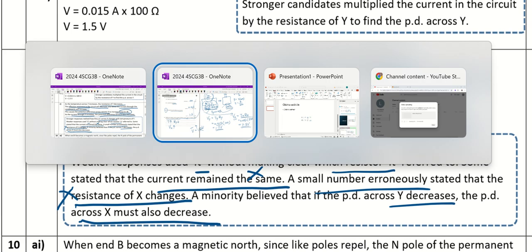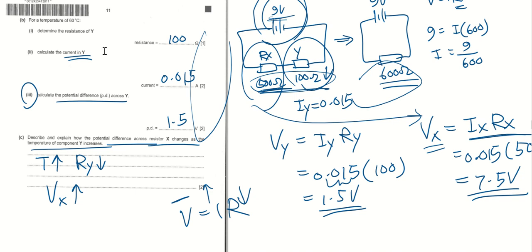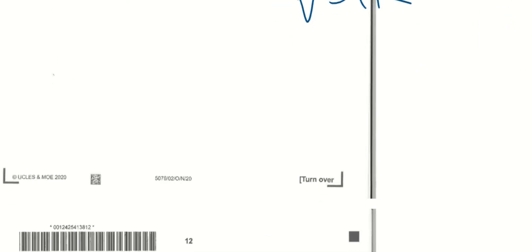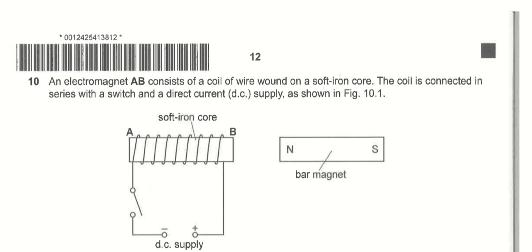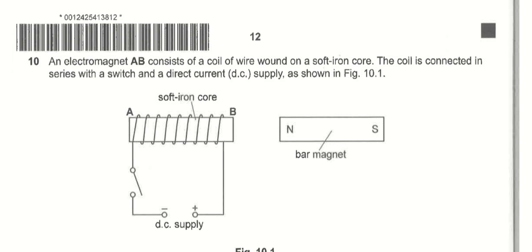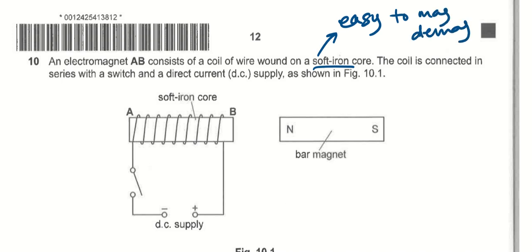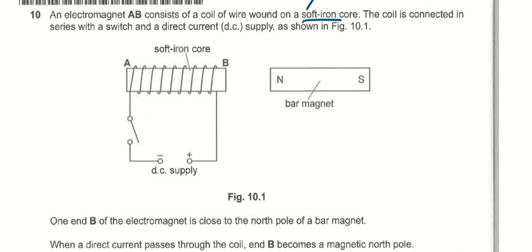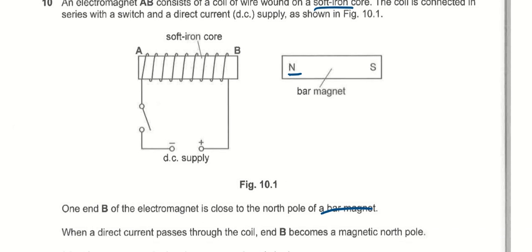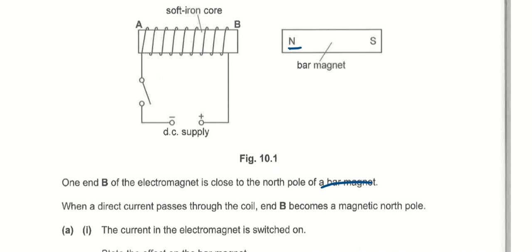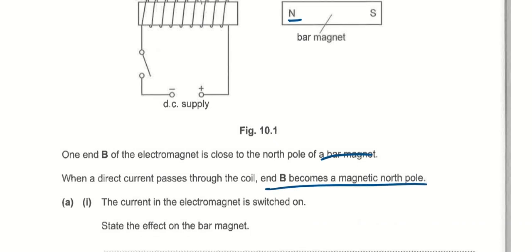Okay, let's look at question 10. Electromagnet AB consists of a coil of wire wound on a soft iron core. So need to take note: soft iron core. Soft iron means easy to magnetize, easy to demagnetize. The coil is connected in series with a switch and a direct current supply as shown in figure 10.1. One end B of the electromagnet is close to the north pole of a bar magnet. So now we use poles, not charges. When a direct current passes through the coil, B becomes a magnetic north pole. The current in the electromagnet is switched on, state the effect on the bar magnet.